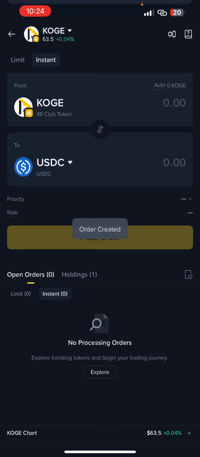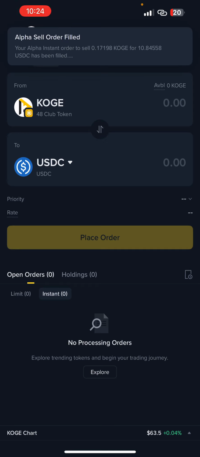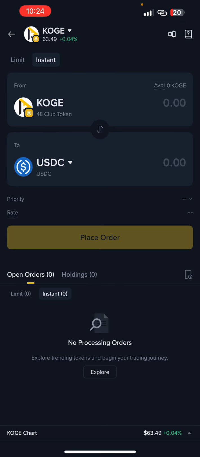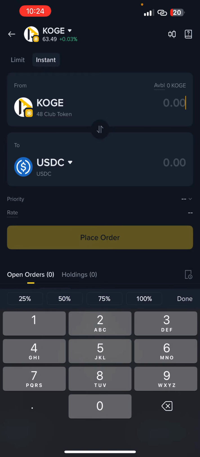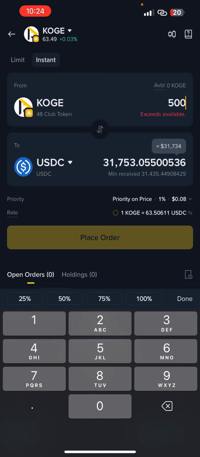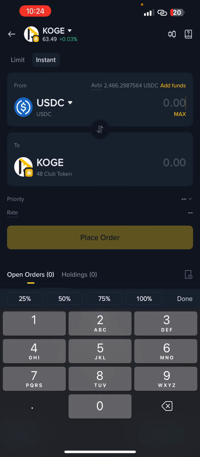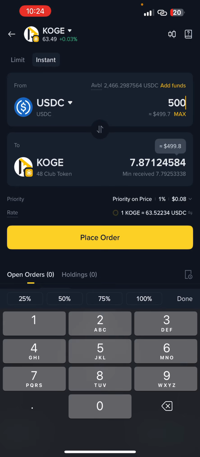Now, if you're using high volume, you want to pay attention. That's when you want to do analysis and find the best entry point, because every 10 cents in a high volume trade is very important. For instance, we're going to do a buy of $500 on Koji. USDC, $500. Do a $500 trade. You see that what I will get is 499.80.